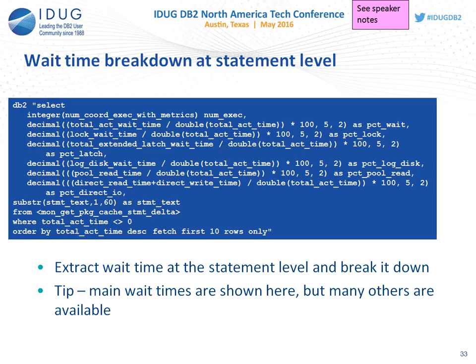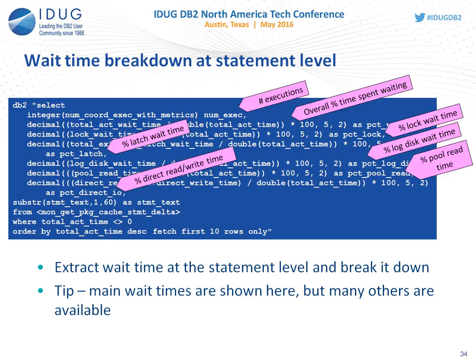So, an eye chart here with lots of decimal places. Don't worry about the details, it's all in the slide notes. But just to point out the high-level stuff, we're going to pick up things like number of executions, overall time spent waiting, and lock wait time. In fact, if you want to go full on and get audit buffer wait time and diaglog wait time, you can just add them to this. They're all available in MON_GET_PKG_CACHE_STMT.